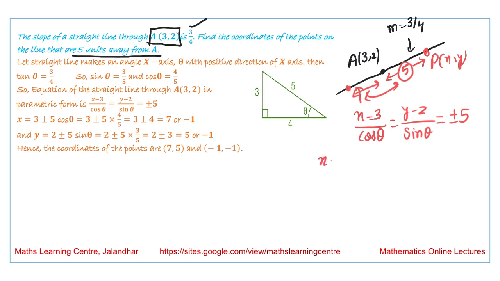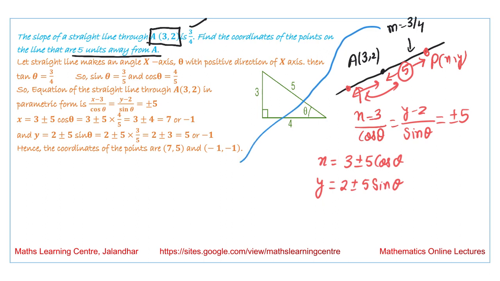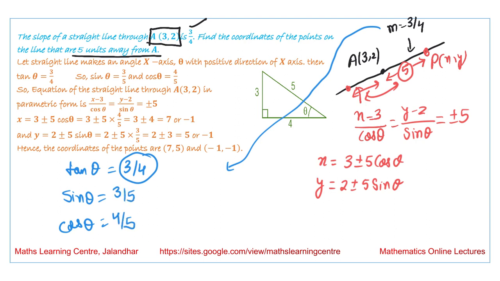What we obtain from this is that x is equal to 3 plus or minus 5 cos theta, and y is equal to 2 plus or minus 5 sin theta. Now the slope is given to be 3 by 4, so tan theta is equal to 3 by 4. We obtain the values of sin theta and cos theta, both positive. The value of sin theta is 3 by 5, and the value of cos theta is 4 by 5.